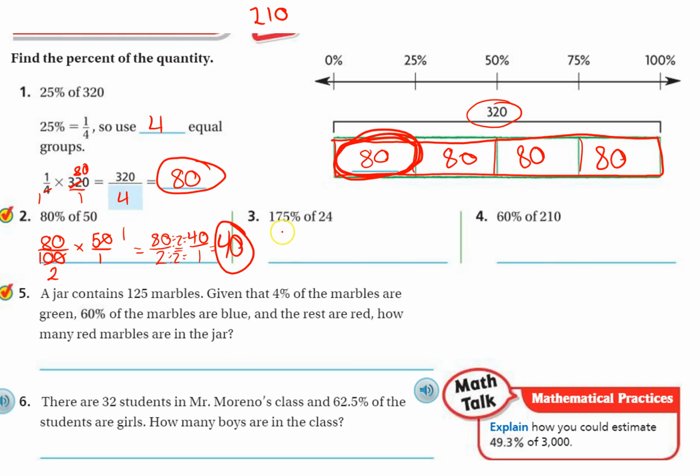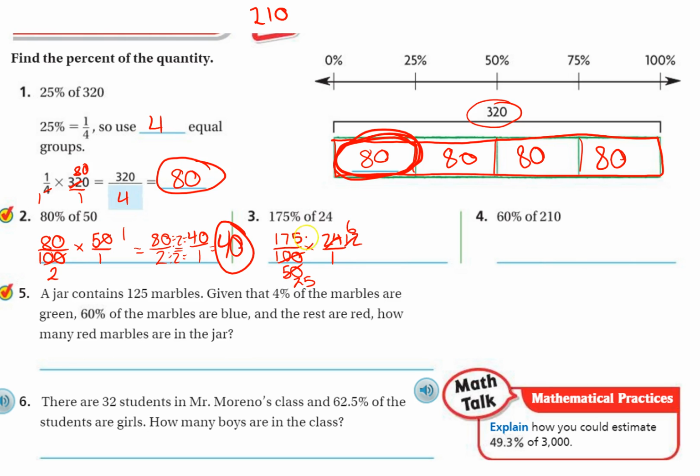Okay, same thing on number 3. Step 1, change it to a fraction. Step 2, multiply it. So 175 over 100 times 24 over 1. 24 is the same thing as 24 over 1. I can cross simplify here. 2 can go into 100 50 times, 2 can go into 24 12 times. Oh, I can do it again. 2 can go into 50 25 times. 2 can go into 12 6 times.